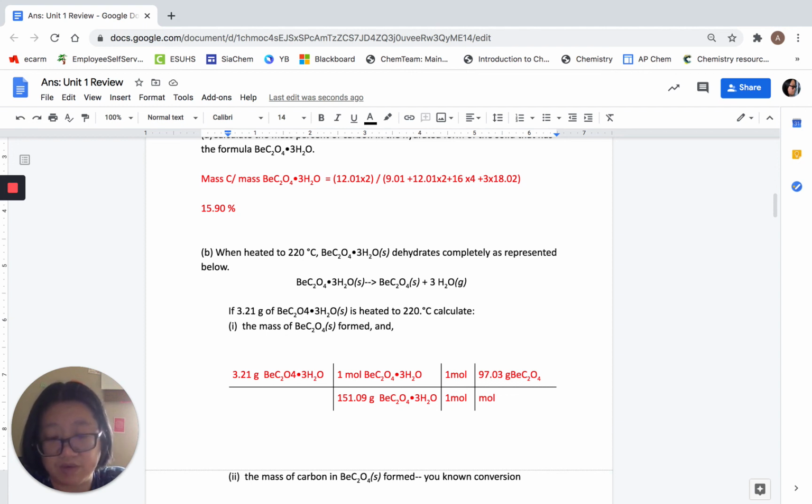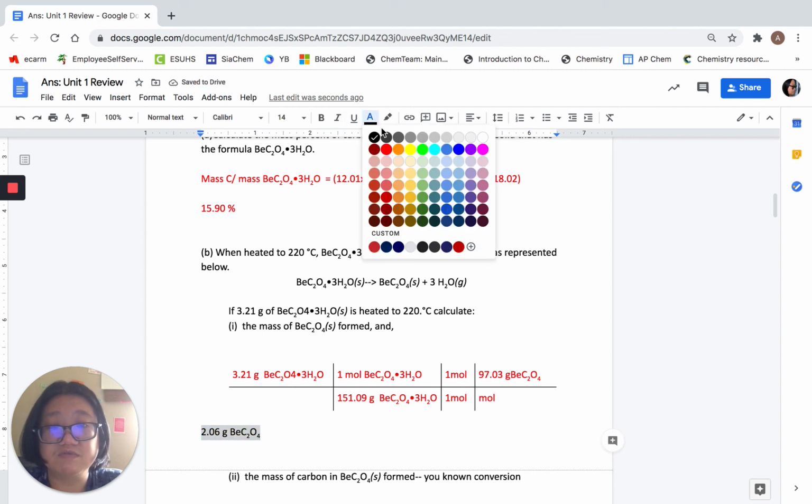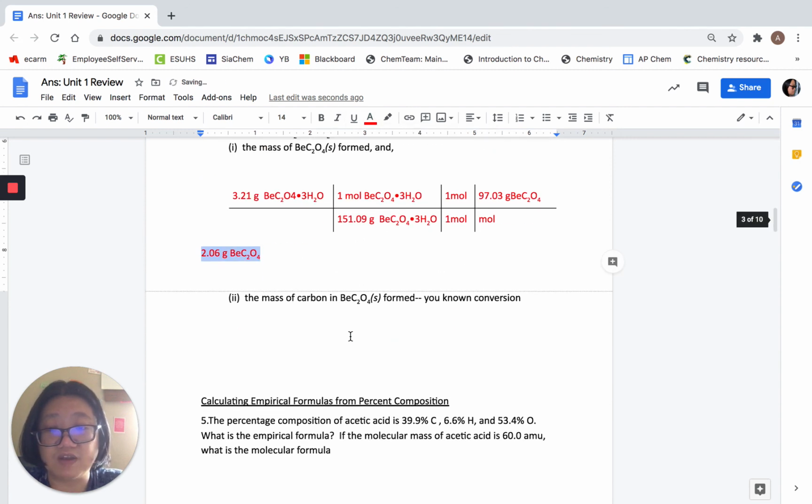3.21 divided by 151.09. Okay. So we're going to get 2.06, good enough, grams of BeC2O4. That's what is going to be produced. Again, some rounding is fine.